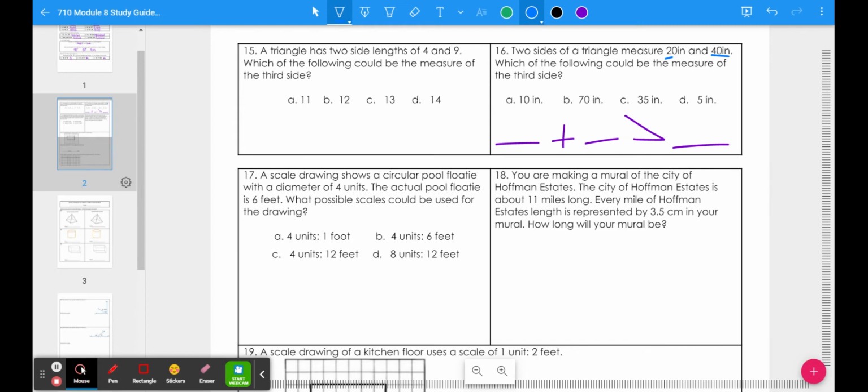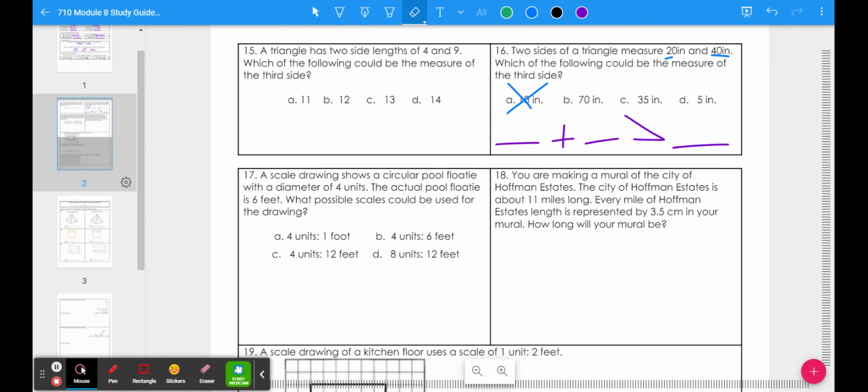So what I mean by that is if we picked A, 10 inches, well, 10 inches would be the smallest side and 20 inches would be the second smallest side, and the 40 inches would be the largest side of our triangle. And 10 plus 20 is 30, which is not greater than 40. So that would not be one of our answers.